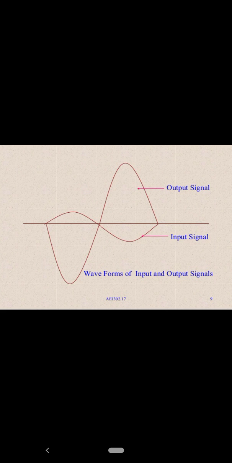So these are the input waveforms and output waveforms. In the case of a common emitter amplifier, we can see the input signal. For the input signal the amplitude is small, and for the output signal the amplitude is large. So the input wave is amplified, and the polarity is also changed, or I can also say the phase shift here is 180 degrees.